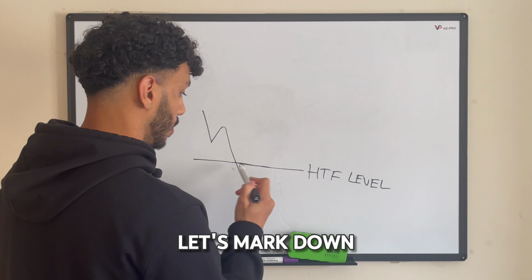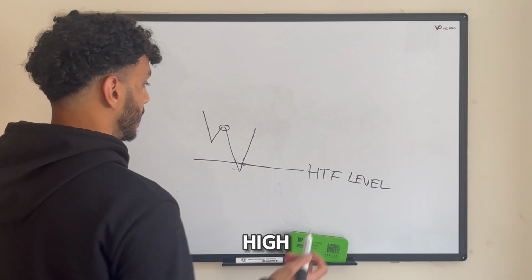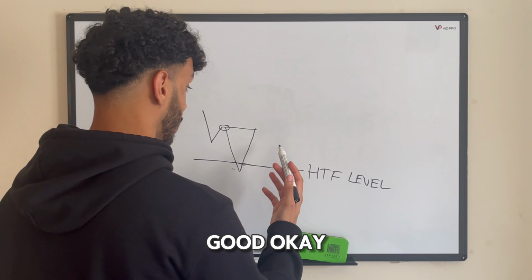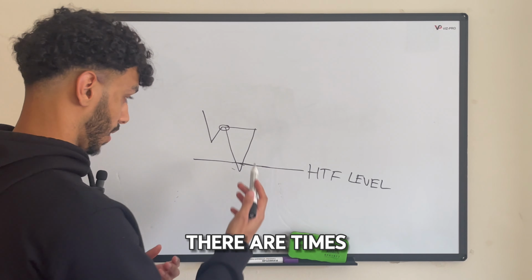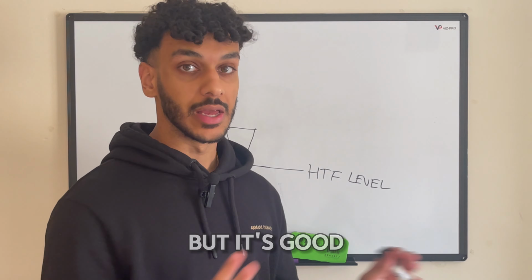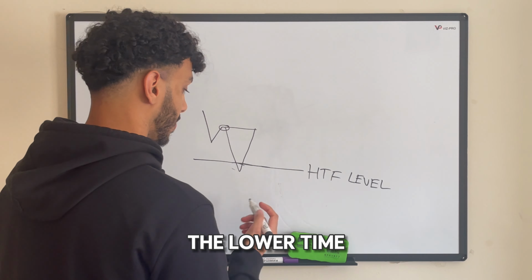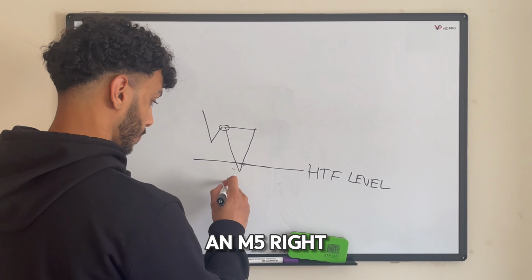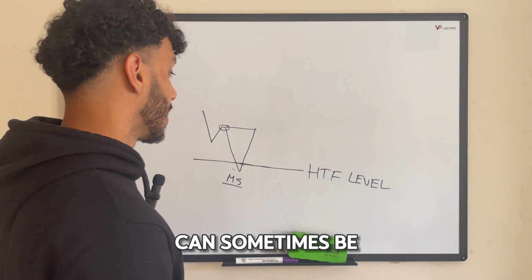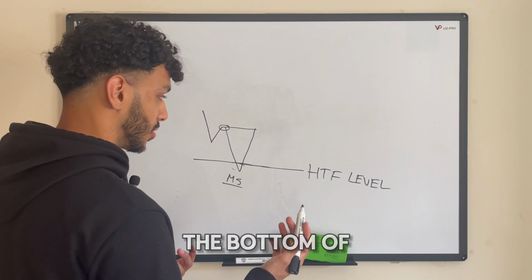So let's mark that on. Let's say you get this now. I say this is a swing high, and let's say this is a market structure shift. Now, this is good, don't get me wrong. There are times when, let's say, there's a 15-minute CSD, a 15-minute market structure shift. It's good, right? However, if you're on the lower time frame, let's say an M5, playing the market structure shift or the CSD can sometimes be a little bit more problematic because of, like I said, trying to pinch the bottom of the move.